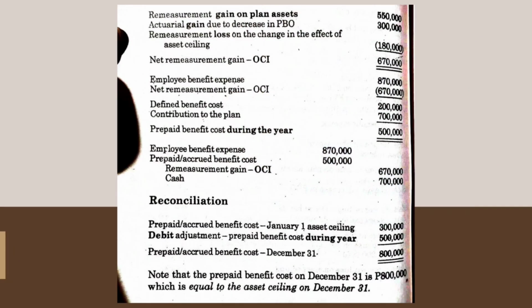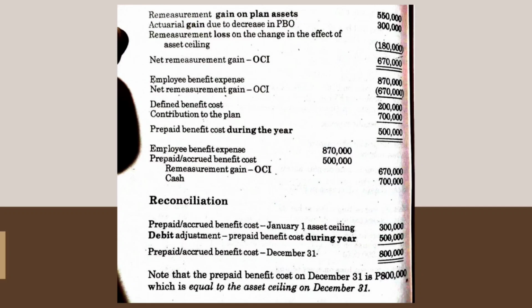So next is this. Remeasurement gain on plan asset, which is 550,000. The actual gain due to decrease in PBO, which is 300,000. Remeasurement loss on the change in the effect of the asset ceiling, which is 180,000. Net remeasurement gain, 670,000. Employee benefit expense, which is 870,000, minus the net remeasurement gain, which is 670,000, and we get the defined benefit cost, which is 200,000.